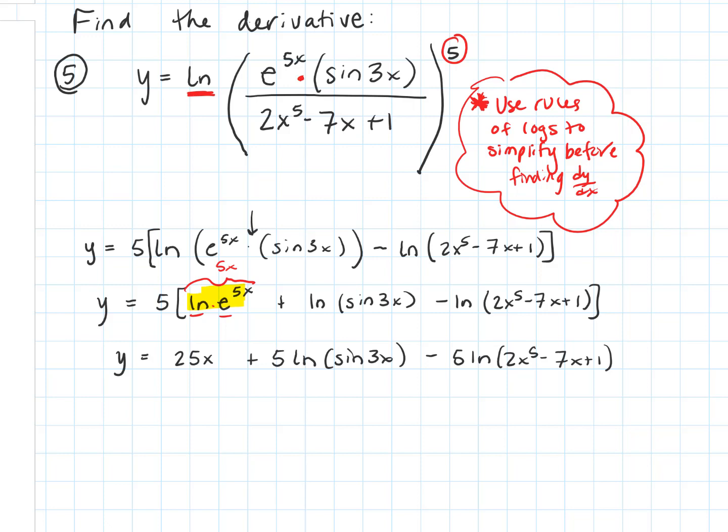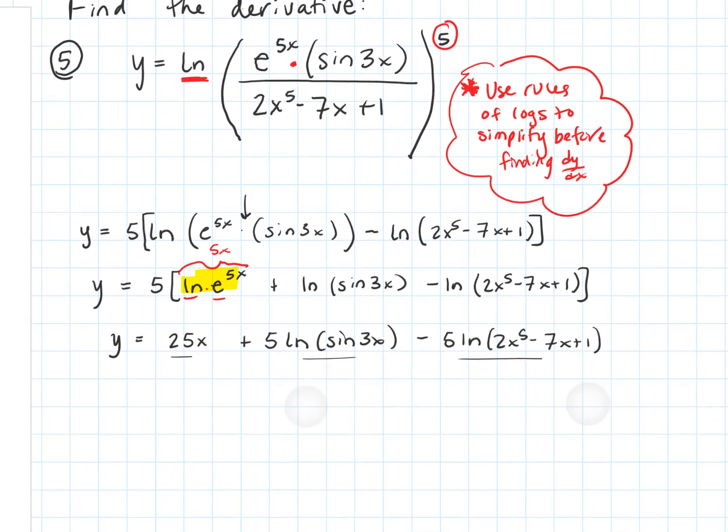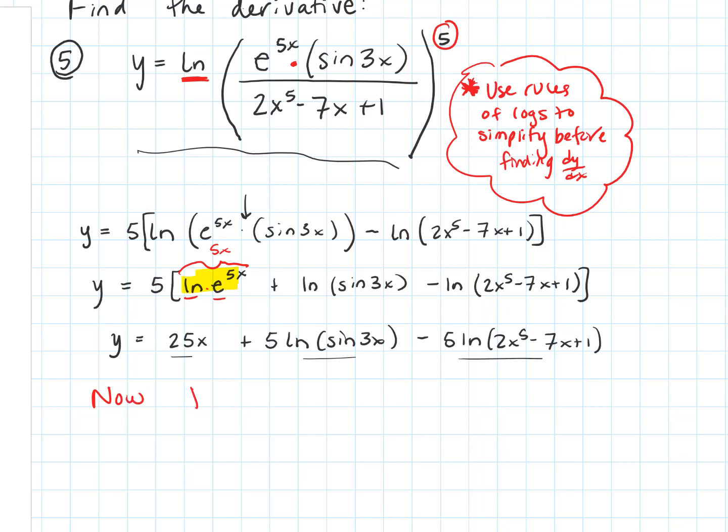And now I can take the derivative of each of these terms, and I still have to apply chain rule to 2 of those terms, but the derivatives are far easier to deal with than they were at the beginning up here where we started. And so now let's take the derivative of a much simpler function.